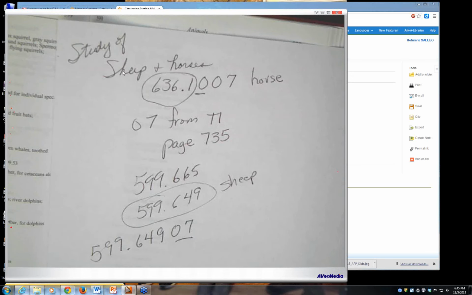Our clues are, this is about sheep, this is about horses, and this is Table 1, education, research, study of something. Okay, any other questions right now?